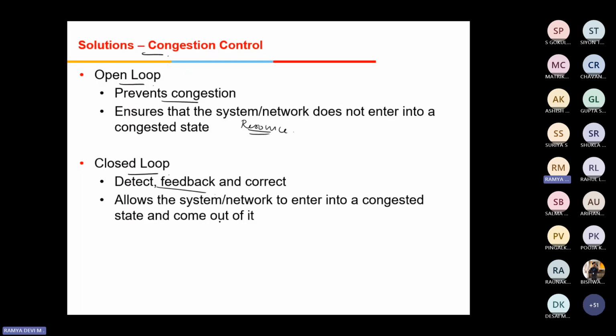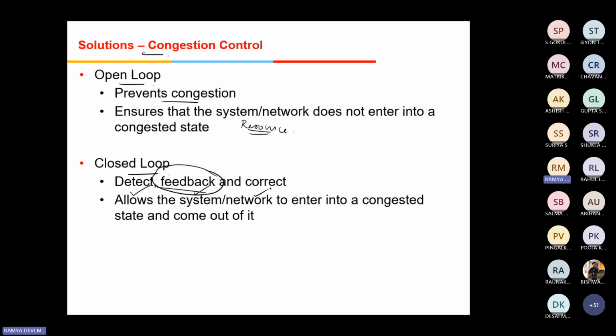The next one is closed loop control. It uses a feedback mechanism in order to recover once the congestion has happened. We have to detect the congestion in the network, send the feedback to the sender, and take corrective action to reduce the transmission rate.